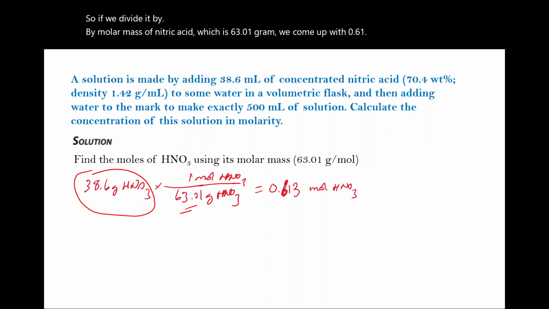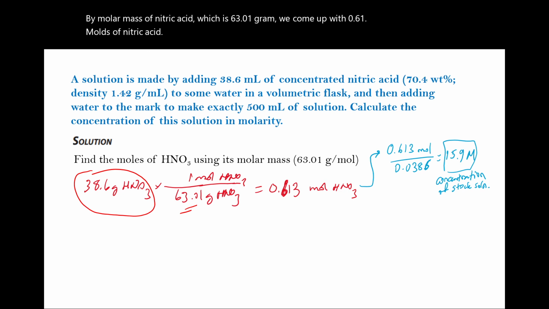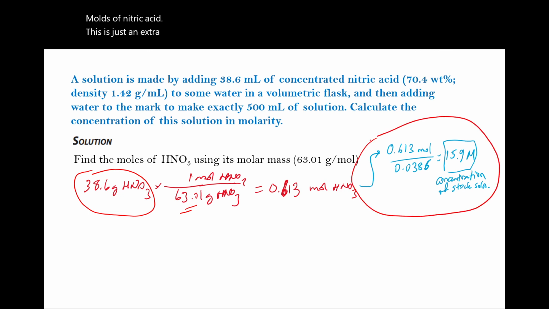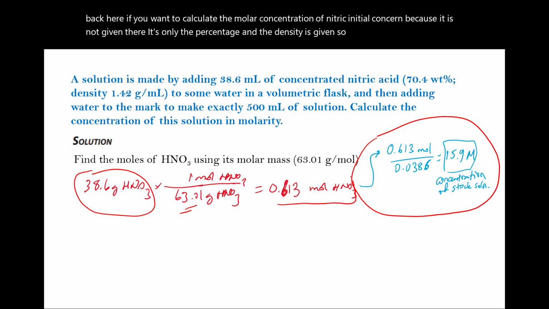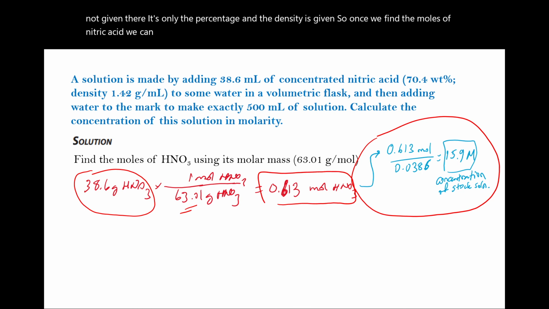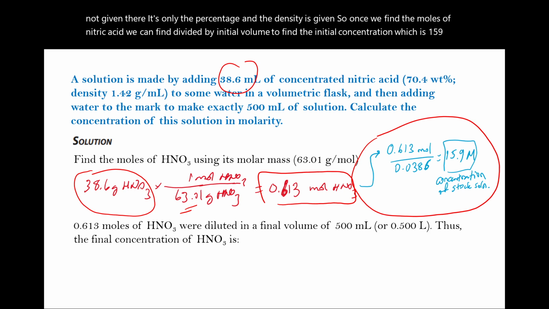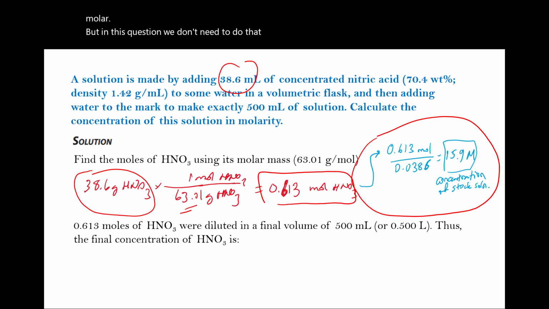moles of nitric acid. Now this is just an extra here because we're going to use all of it in our solution. We don't have to go back. Here, if you wanted to calculate the molar concentration of the initial nitric acid, because it is not given there, only the percentage and the density are given, once we find the moles of nitric acid, we can divide it by the initial volume to find the initial concentration, which is 15.9 molar. But in this question, we don't need to do that. That is just a side thing.